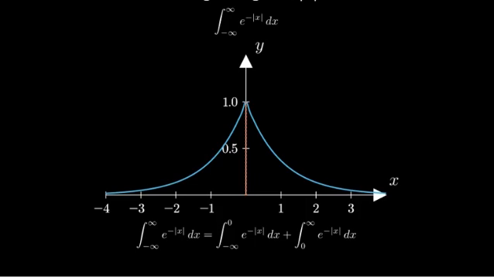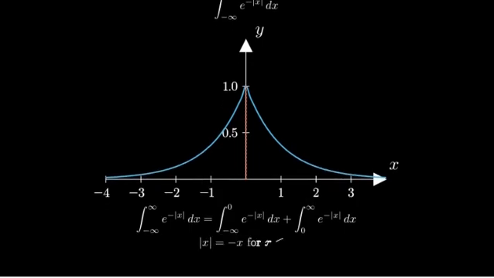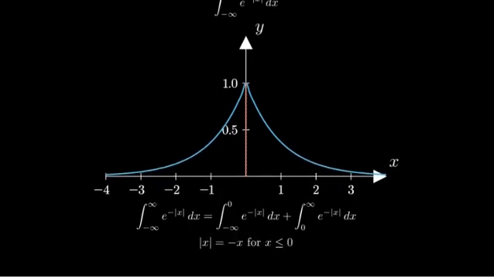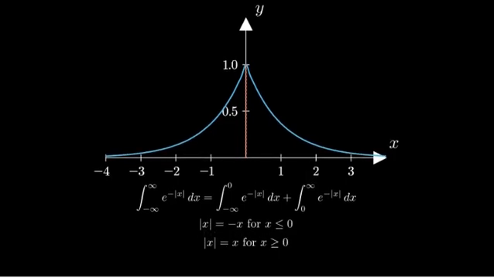For x less than or equal to 0, the absolute value of x equals negative x. This means on the left side, our function is e to the x. For x greater than or equal to 0, the absolute value of x equals x. So on the right side, our function is e to the negative x.